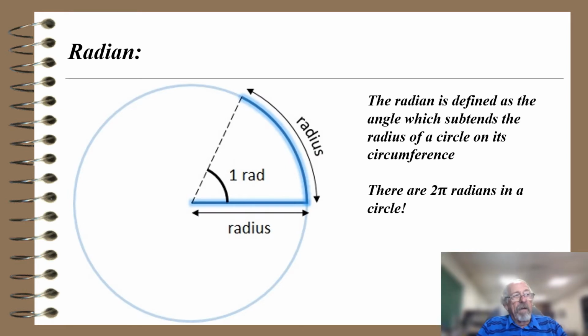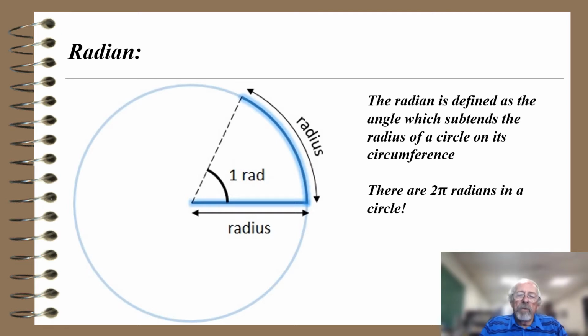So here's a picture of the radian, and it turns out that we have a circle, and everyone knows that the circle has a radius, and it has a diameter, which is 2 times the radius. Also has a circumference. So the radian is defined as the angle which subtends the radius of a circle on its circumference. And there are what are called 2 pi radians in a circle. 2 pi radians would be 360 degrees if we did it angular.